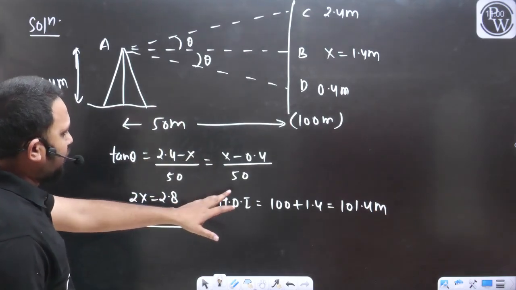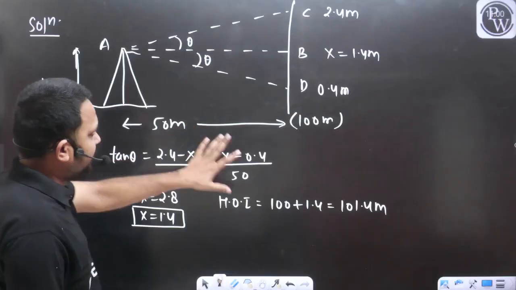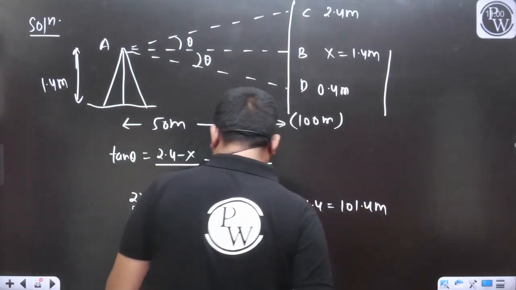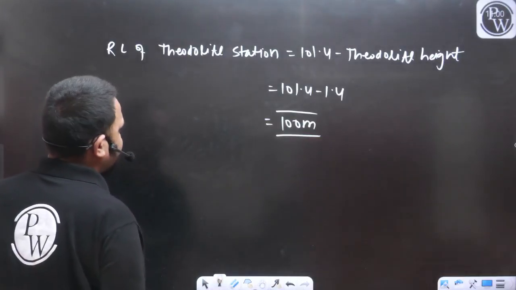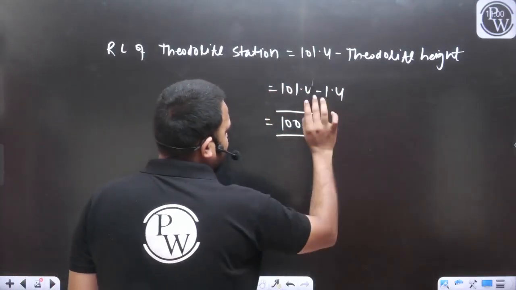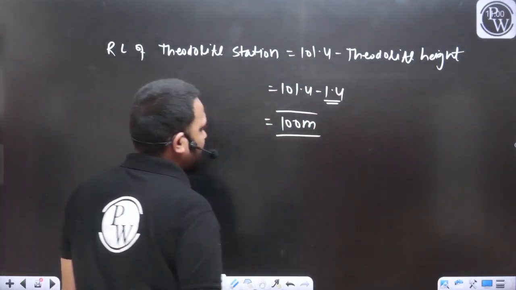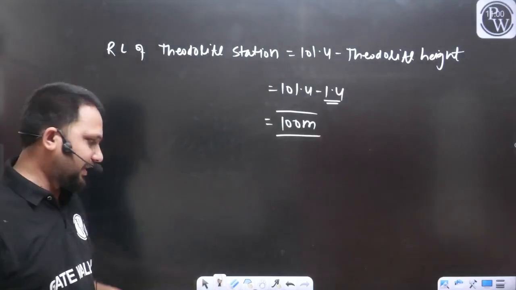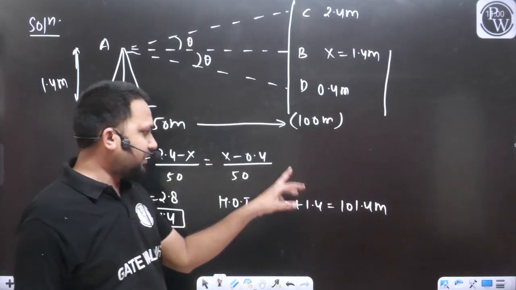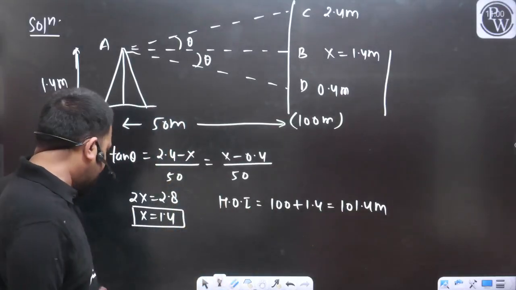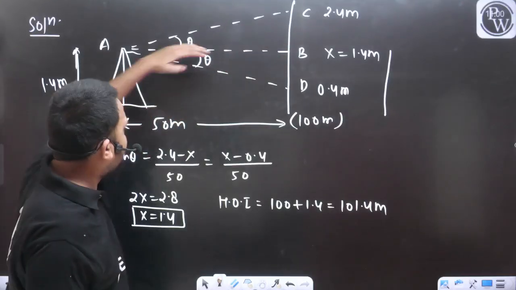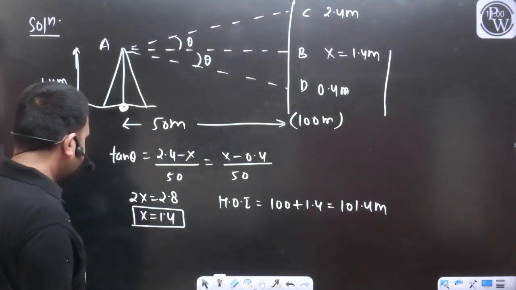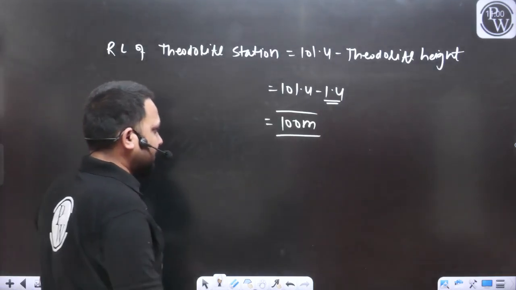So that will be equal to 100 plus 1.4, so this will be equal to 101.4. This distance we have calculated. Now we can find out the RL of the theodolite station: HI minus theodolite height. The height of the theodolite in the problem is provided as 1.4 meter. We have just calculated HI from here, and the value of HI is coming as 101.4 meter. If we subtract this height from this HI, we will get the RL of this point, and that is the theodolite point. And numerically we are getting this value as 100 meter.